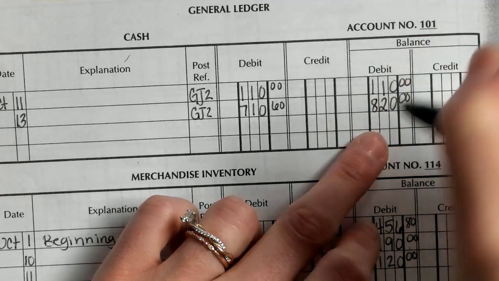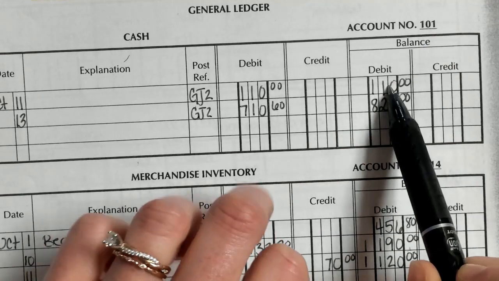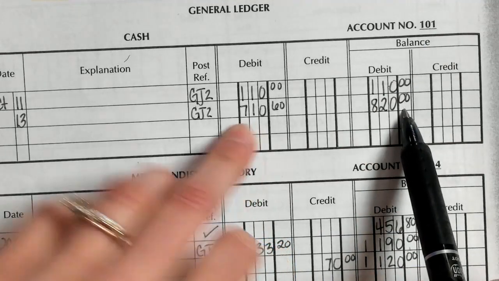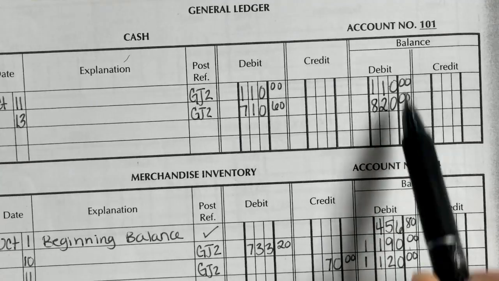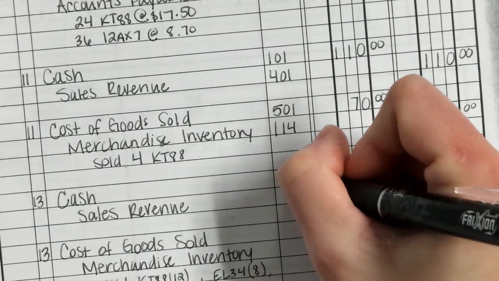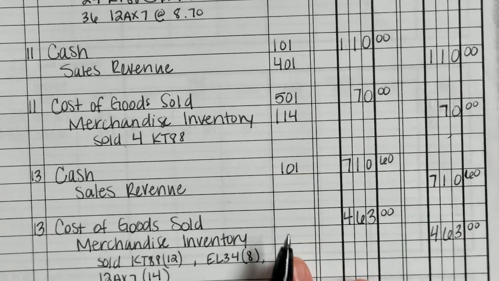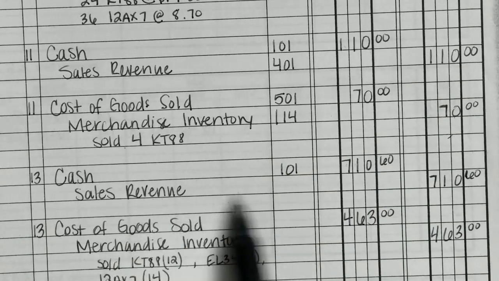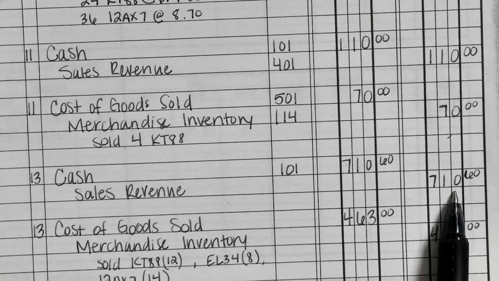Again, this is two debits, right? So I add them together. So your cash should be at 820.60 then. My sales gets credited 710.60.